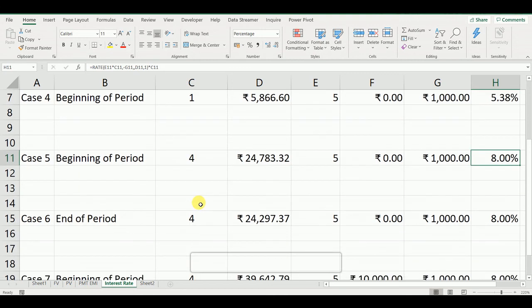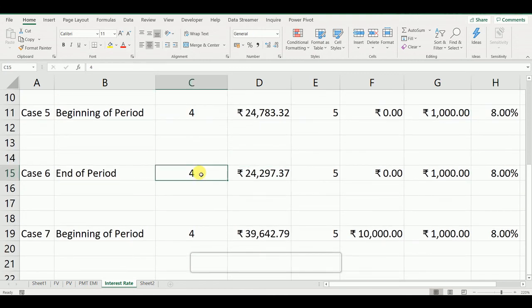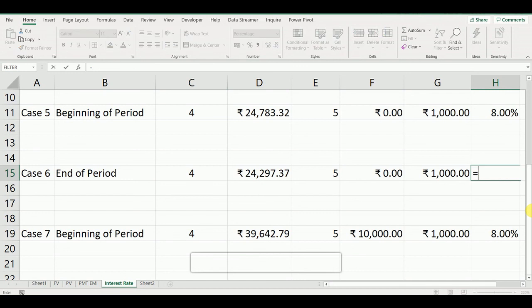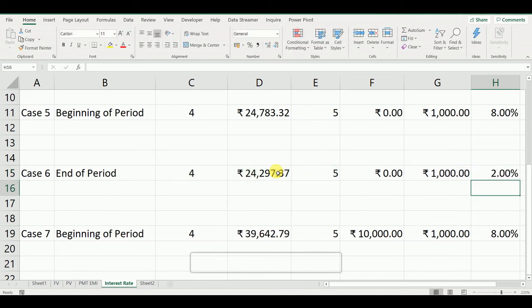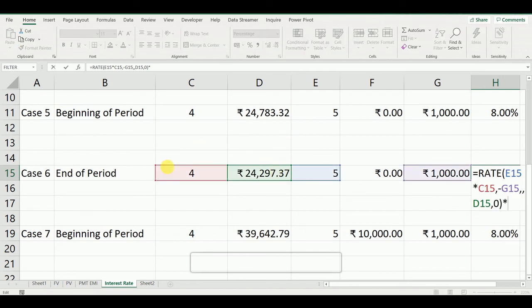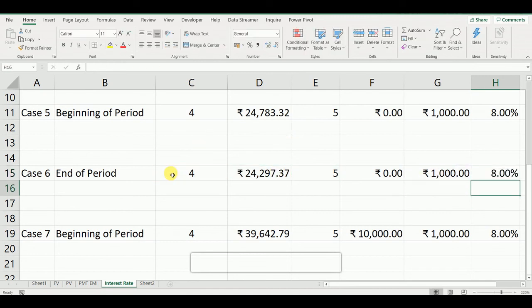So similarly, we will go to next case in which we want to invest at the end of the period. So here rate bracket number of periods, comma PMT is 1000, present value is nothing, future value is this one, end of the period, and bracket close. So here also we have to multiply it by 4 to get the yearly interest.